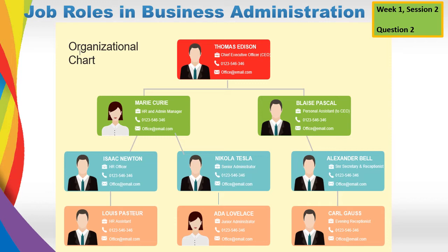So we've got a HR assistant or human resources assistant, a human resources officer, a human resources and administration manager, a senior administrator, a junior administrator, an evening receptionist, a senior secretary and receptionist, and a personal assistant. All of those job roles that I just read out, apart from Thomas Edison's CEO role, are all job roles in business administration.